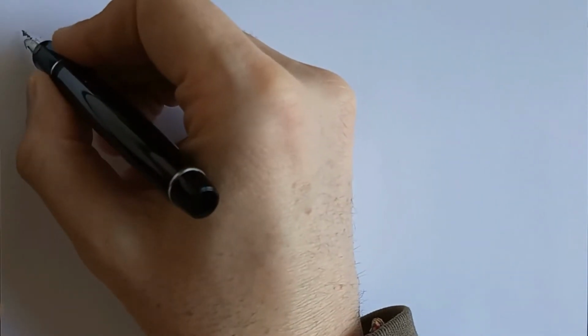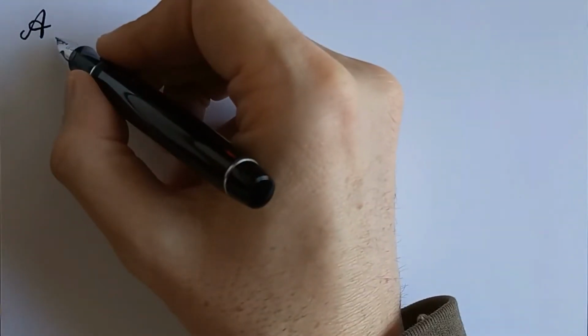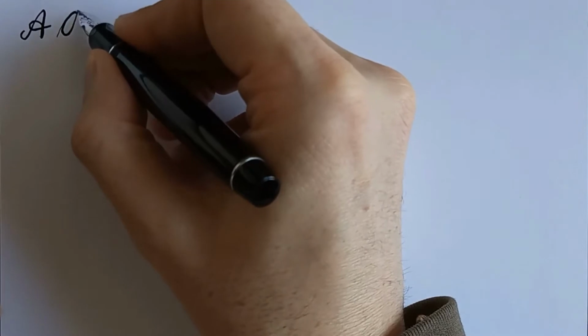I'll go through all the letters of the alphabet, capitals and small letters, starting with the capital A. Here we go. I prefer to use this style for my capital A. Of course, you could also do this, which is sort of a big version of the small a. Some people do a capital A in that style. I prefer to do the style on the left.